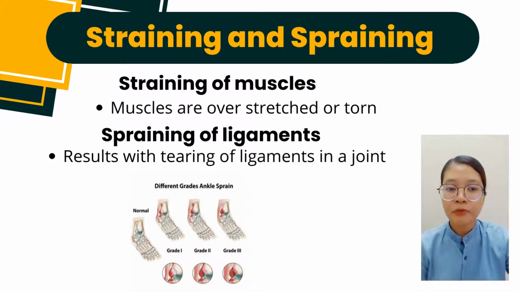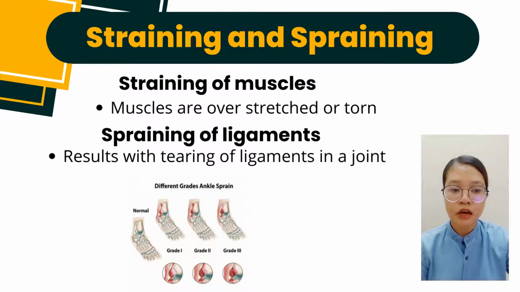Next is spraining of ligaments. It results in tearing of a ligament in a joint. It's often caused by a sudden movement abruptly forcing the joint beyond its functional range of motion.